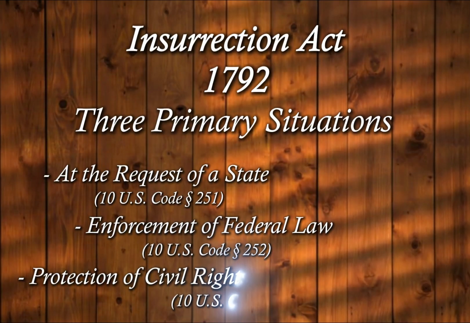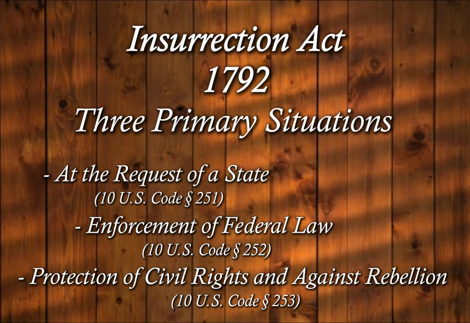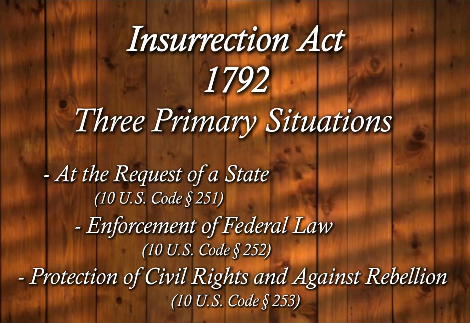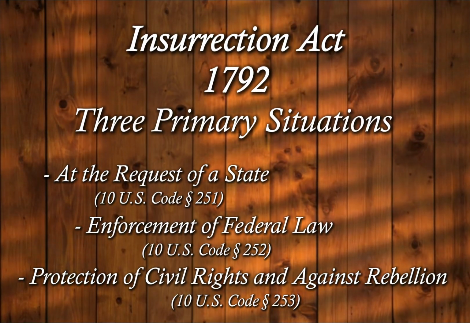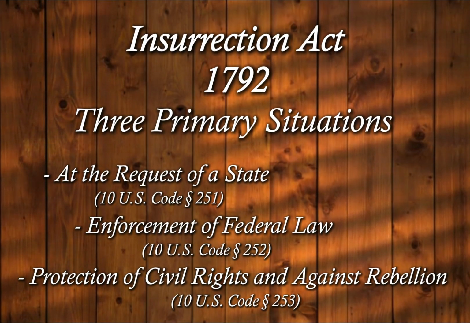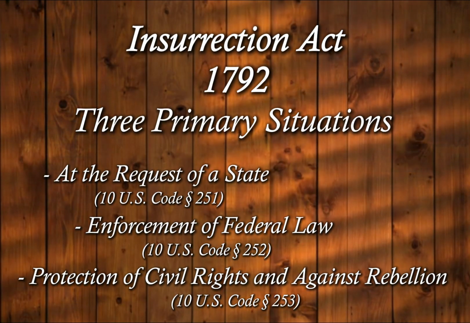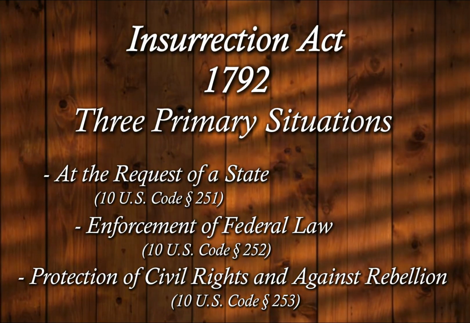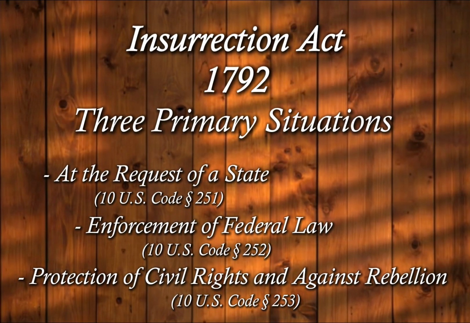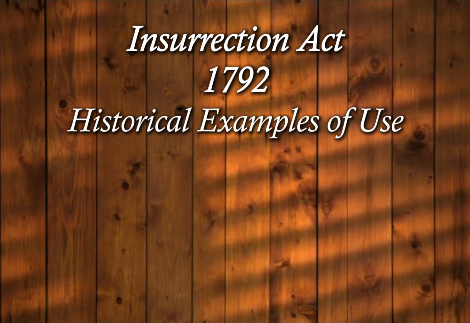3. Protection of civil rights and protection against rebellion, 10 U.S. Code Section 253. When insurrection, domestic violence, unlawful combinations, or conspiracies hinder the execution of federal law or deprive citizens of their constitutional rights, especially when state authorities fail or refuse to protect those rights. Often invoked during civil rights crises, e.g., school desegregation in the 1950s and 1960s.